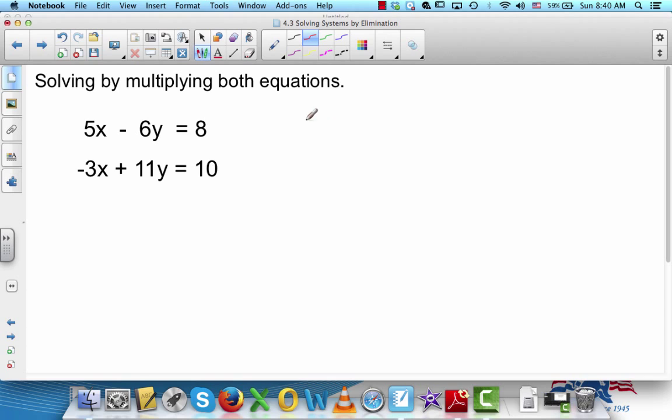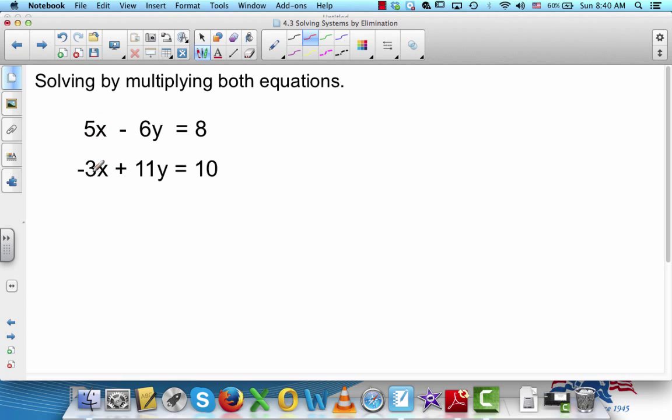Okay, multiplying both equations is the hint up here at the top. This time, 5x and 3x don't match, negative 3x doesn't match up, negative 6y and 11y don't match up. If I multiply this one by 2, that gives me 6. That doesn't match up with the 5. It makes it a little bit difficult because nothing that you multiply this one by is going to equal this one, and nothing that you multiply this one by is going to equal this one.